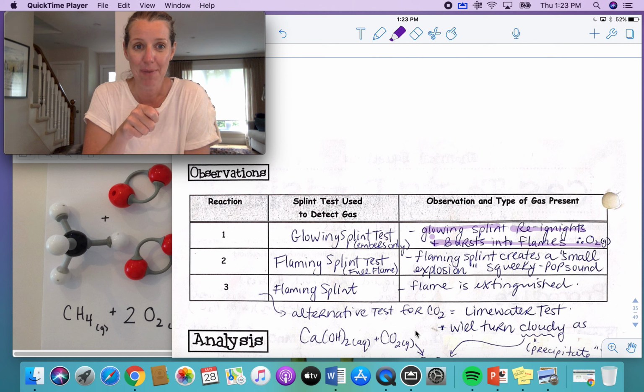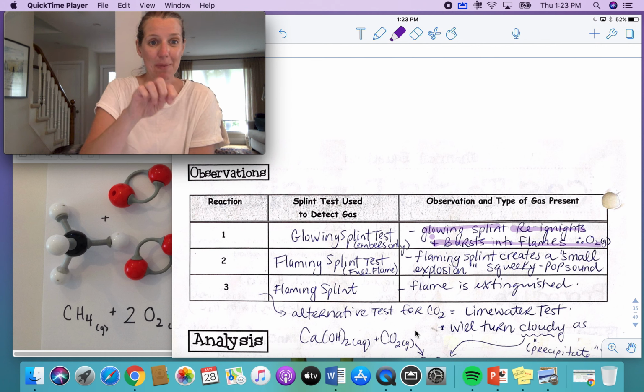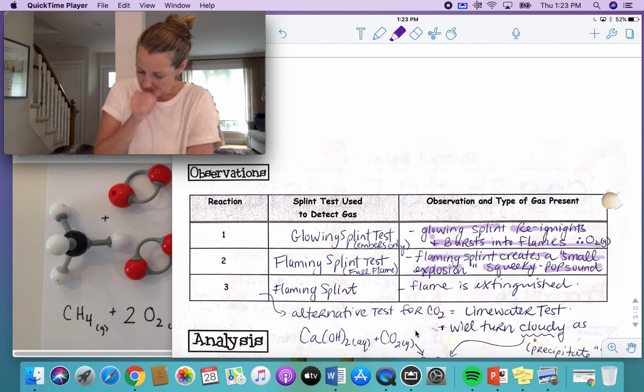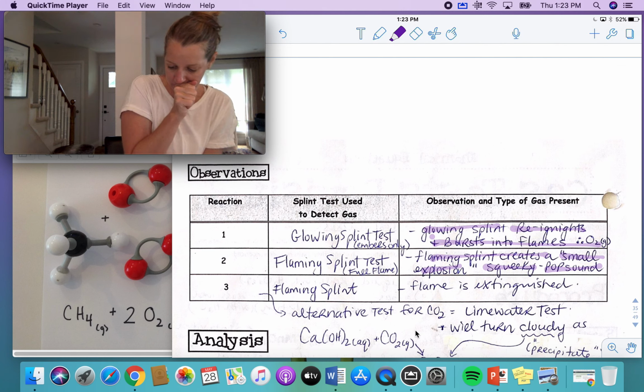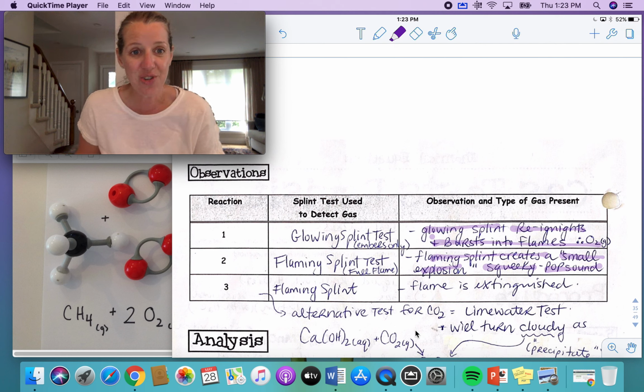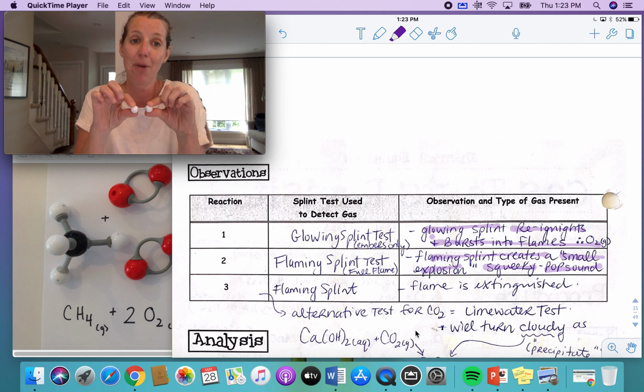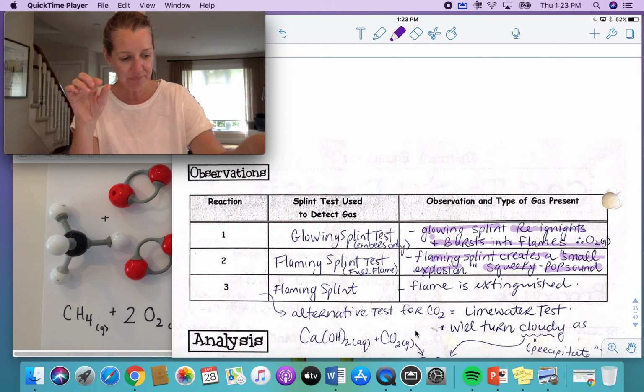This one, I'm just going to take my splint, put it in the candle, light it on fire, and stick it into my test tube, and it will have a characteristic squeaky pop, and that is when it bursts into flames. You get a small explosion when you test for hydrogen gas, okay?